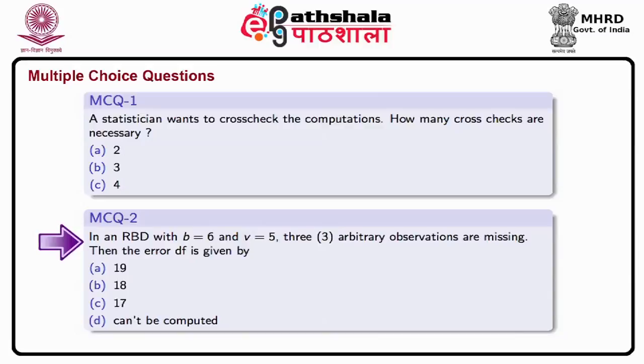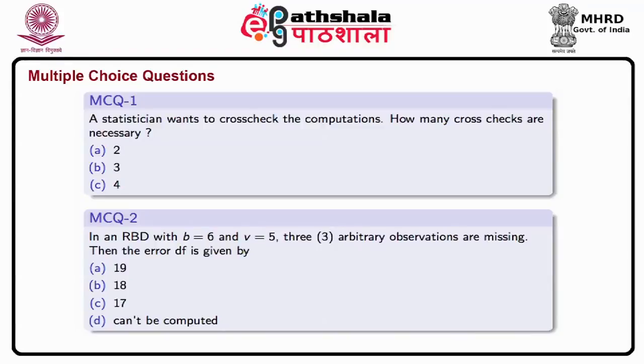The next question is also based on RBD. In an RBD with B equal to 6 and V equal to 5, 3 arbitrary observations are missing. Then the error degrees of freedom is given by which of the 4 options: 19, 18, 17, or it can't be computed. Okay, so 6 blocks and 5 treatments, that makes it 6 into 5, 30. The total is 30 minus 1, 29.